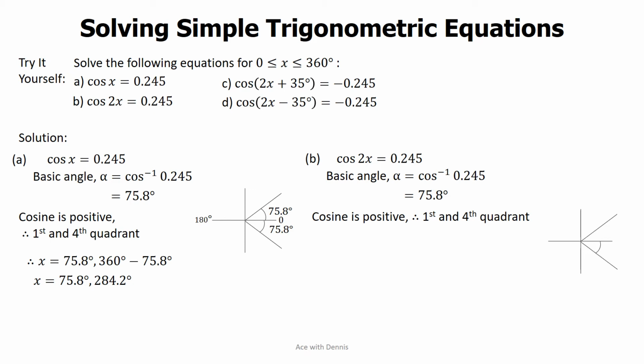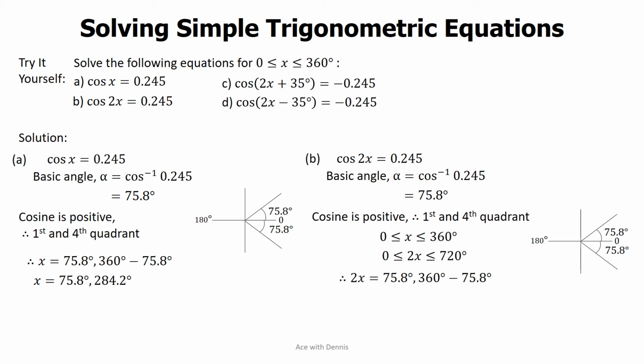We can draw this quadrant diagram, so in the first and the fourth quadrant here. Okay, now what's the next step? Can you still remember what we have seen in the previous example? Okay, we want to check the range. For this case, given the range of x is from 0 to 360 degrees and our angle is 2x, so the range for 2x is from 0 to 720 degrees.